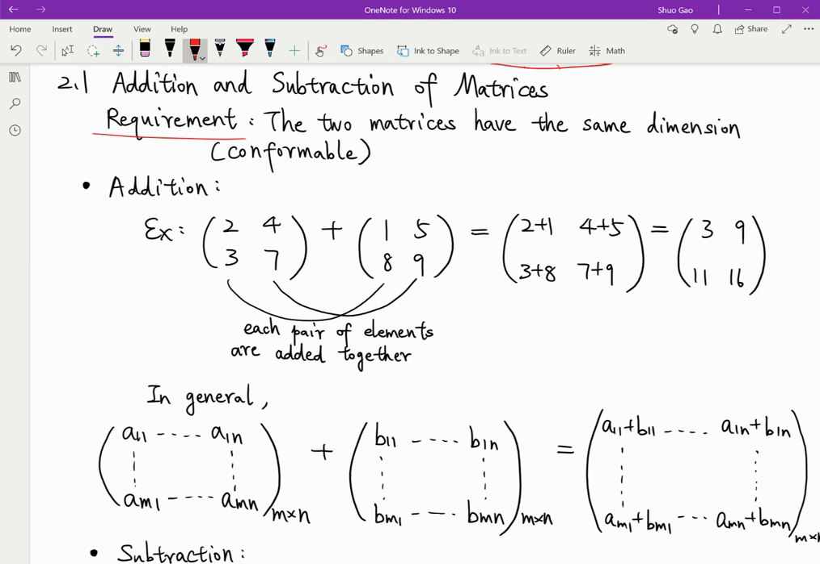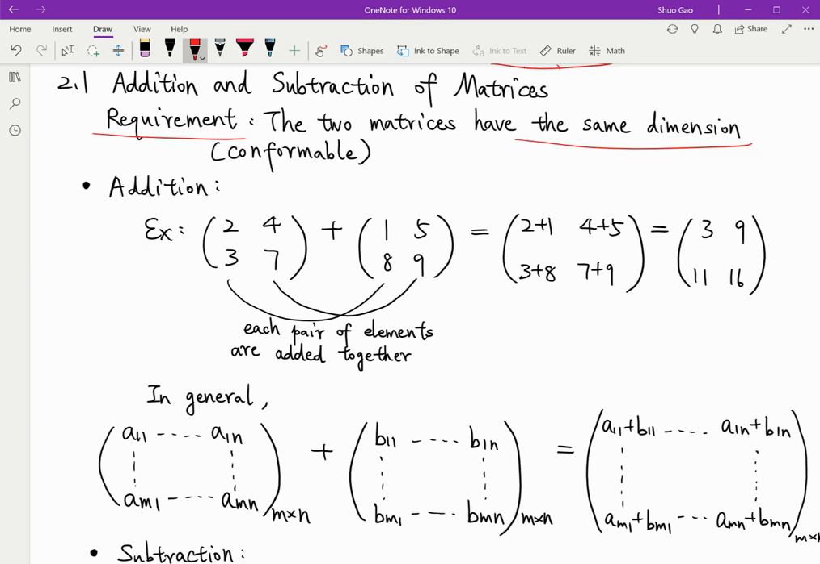For two matrices to be added or subtracted from each other, the two matrices have to have the same dimension, right? That's kind of like a prerequisite for the two matrices in order for them to be added or subtracted.